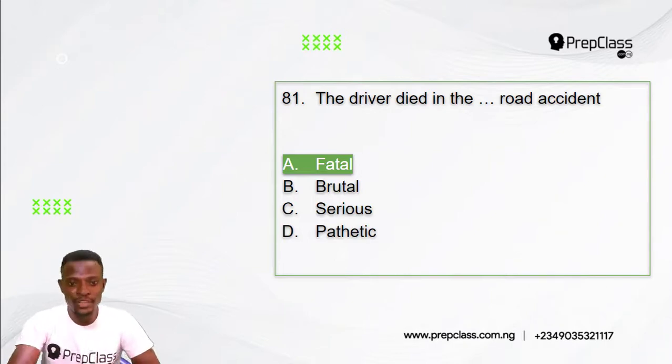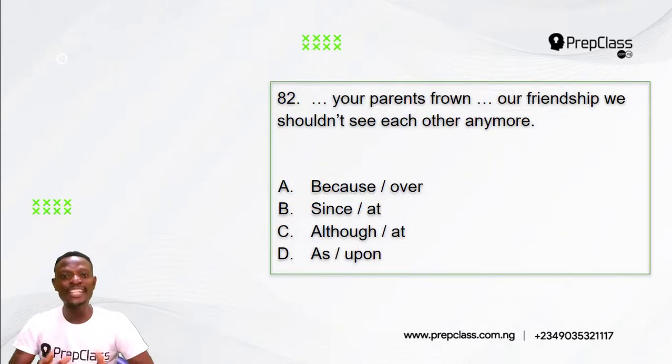Right. Moving on, question 82. Dash your parents frown dash our friendship. We shouldn't see each other anymore.